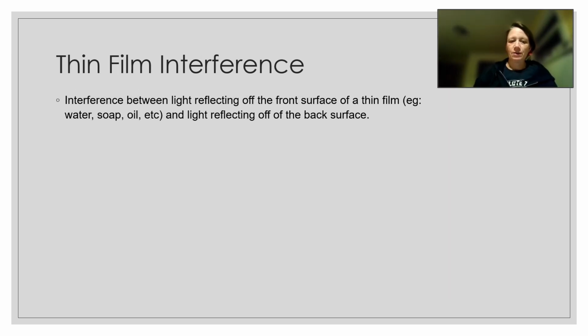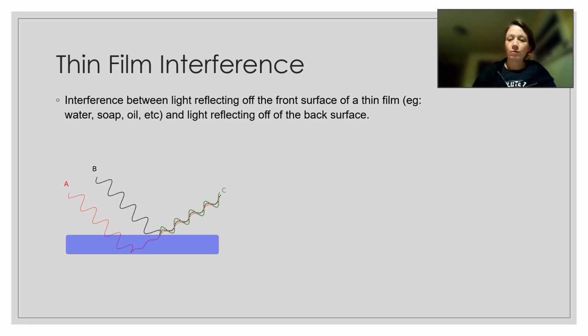So thin film interference is an interference effect that happens when light that is reflected off the front surface of a thin film, like for example water or soap or oil, like a bubble, and the light that reflects off the back surface. If you look at the diagram underneath, you'll see we have two light rays coming in. A and B are two photons coming in very close to each other in the light wave. One of those photons is transmitted into the new medium, then reflects back and then transmits. That's photon A. And the other photon happens to reflect off the top surface.